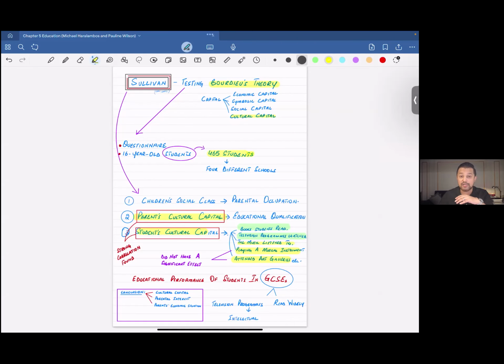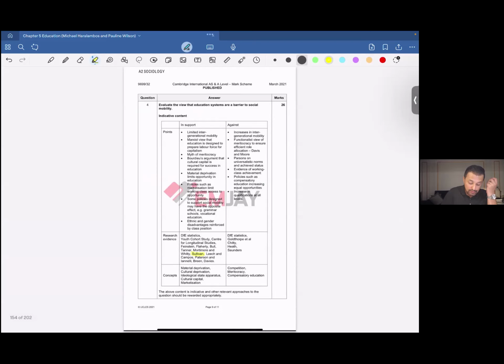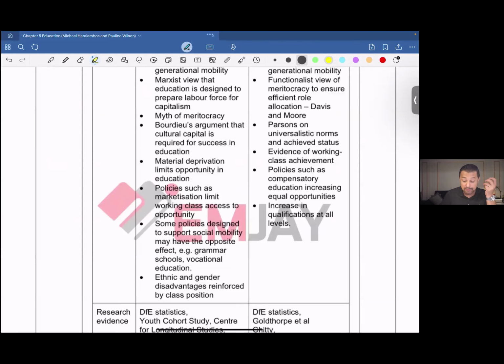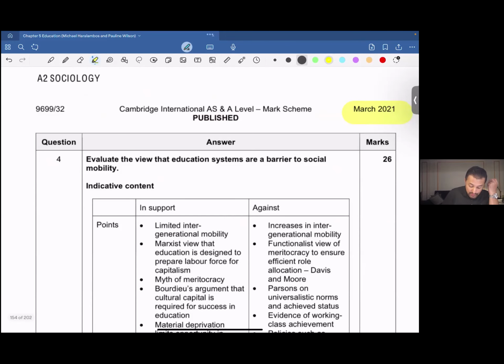Now, this was a quick little summary of the work that was done by Sullivan. Now, let's just discuss how we could put this to use. If we have a look at this question that we had in March 2021, the question over here reads, evaluate the view that education systems are a barrier to social mobility, right? A 26 marker evaluative essay question. The question reads, evaluate the view that education systems are a barrier to social mobility.